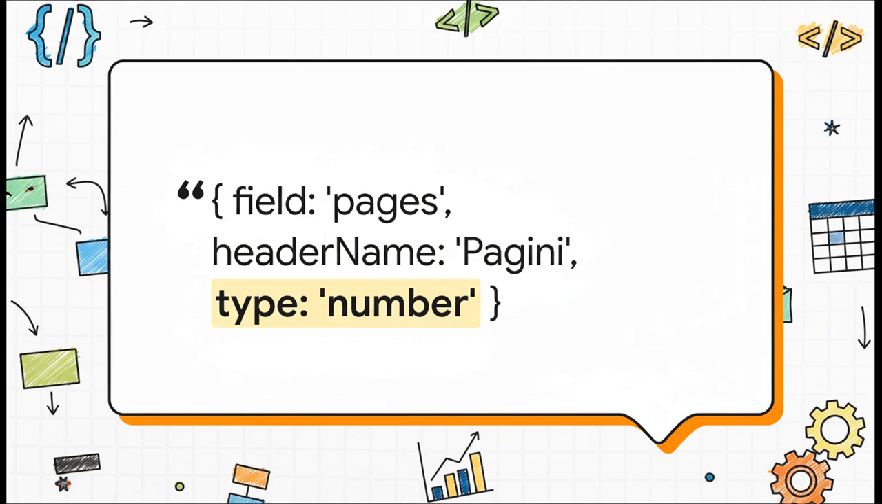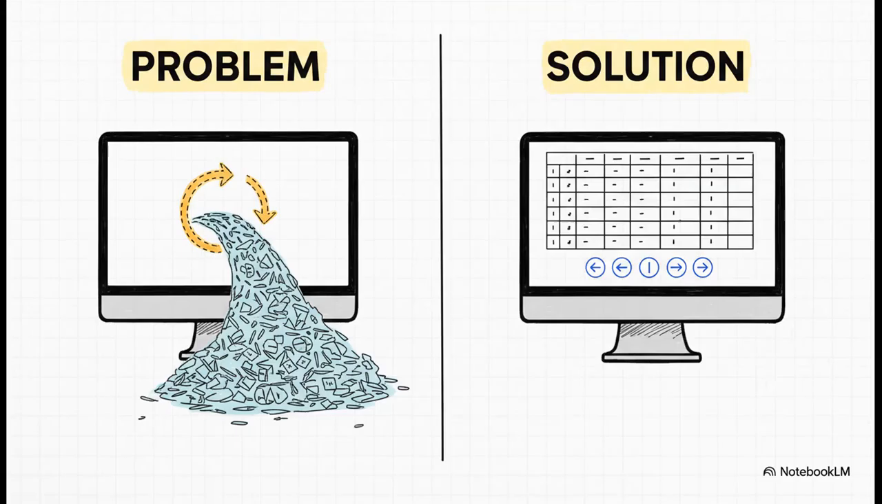Now check this out. This one little detail in our column definition is so important. By adding type:number, we're telling the data grid to sort the pages column as actual numbers. If we forgot this, it would sort them like strings, meaning 352 would come before 46. That's a classic bug that we just completely avoided with one tiny prop. So cool.